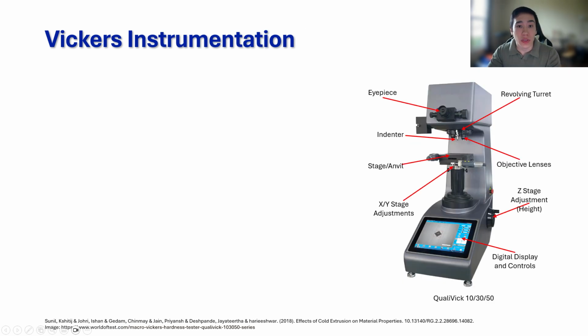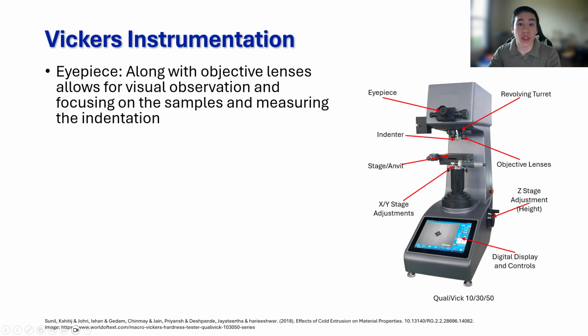The instrumentation of a Vickers hardness tester is fairly simple, though they can vary drastically depending on the features and level of autonomy chosen. On the right, we see some of the important pieces labeled, but at a minimum, it must have a stage, an indenter, and controls to choose the force and the dwell time. Some of the key parts of a modern Vickers include the eyepiece, which along with the objective lenses, usually 10 times and 50 times, allow for preparing the sample, placement, and indentation location, as well as measuring the indentation dimensions.